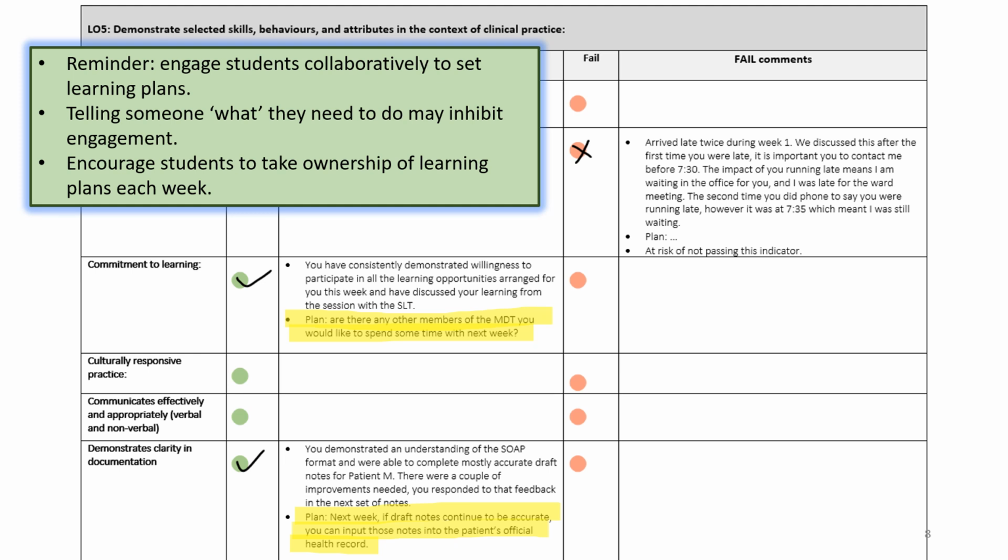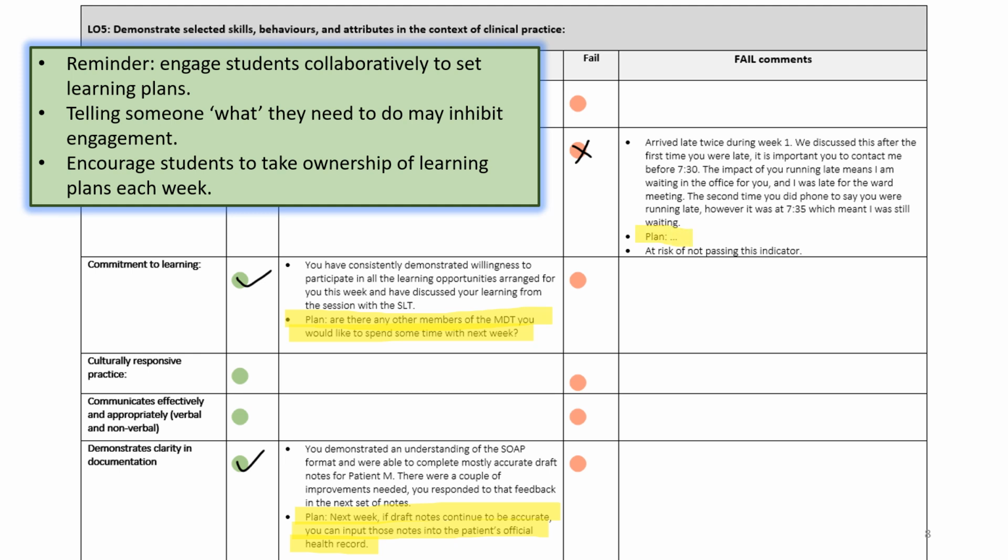So it's important that they contact you before 7:30, because the impact is that you end up running late because you're waiting for them in the office, and you end up running late for, again, I've just used an example here, a ward meeting. So the second time they were late, the student did phone in to say that they were running late. However, they phoned you at 7:35, which meant you were still waiting. So there's still the same impact.